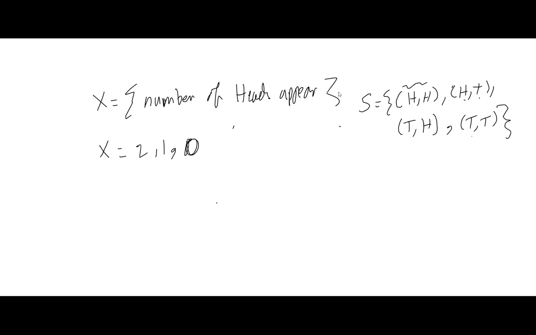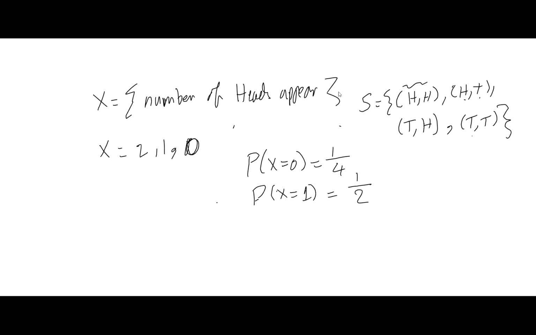What is the probability that X equals 0? X equals 0 at tail tail. If the experiment is equally likely, each outcome will be 1/4, so the probability that X equals 0 is 1/4. What is the probability that X equals 1? It can happen two times, at tail head and head tail, each with 1/4, so the total is 1/2. And finally, the probability that X equals 2 happens in one case only, head head, and this is also 1/4.